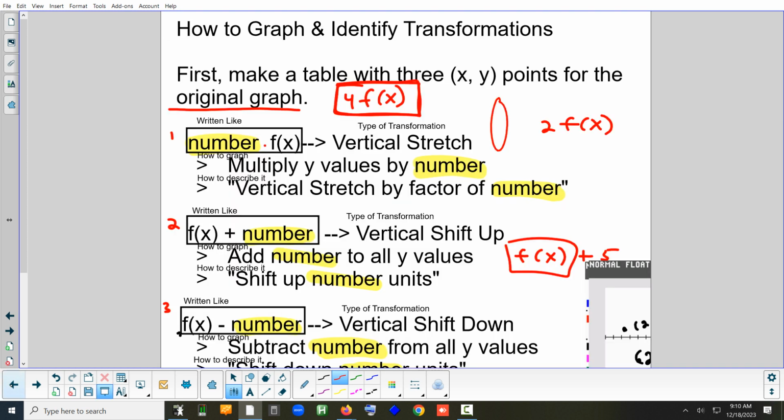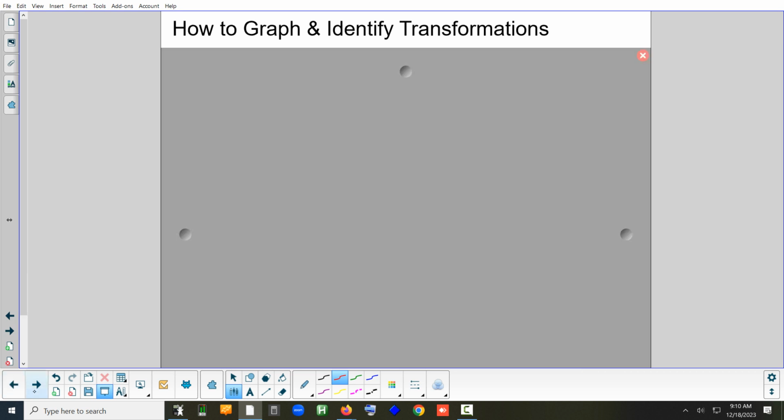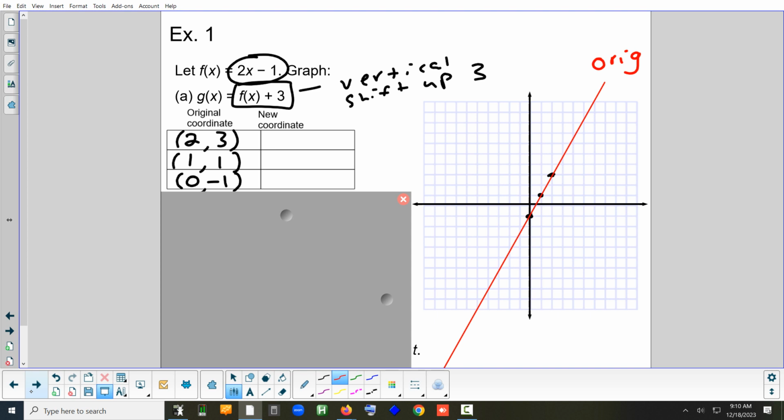Under the how to graph, what does it say to do to move your graph up 3? We're doing box 2. Add the number to all the y values. Well, first of all, what are the y values here? The first column or the second column? Second. So we're going to add the number to all the y values.